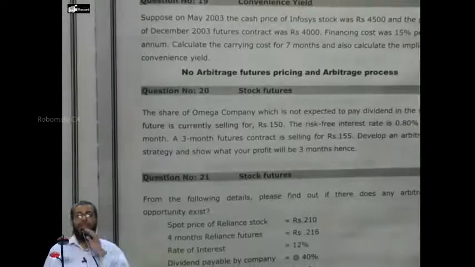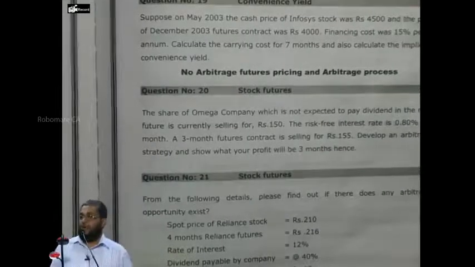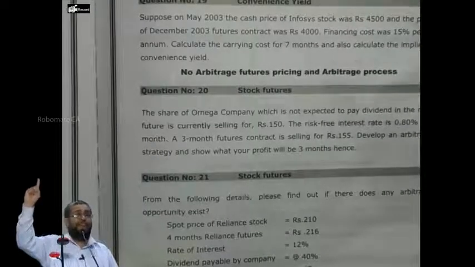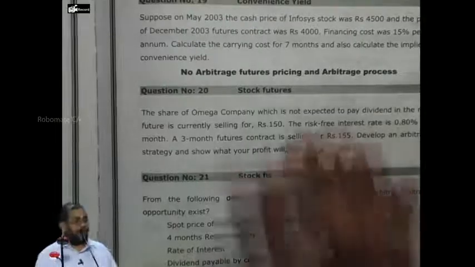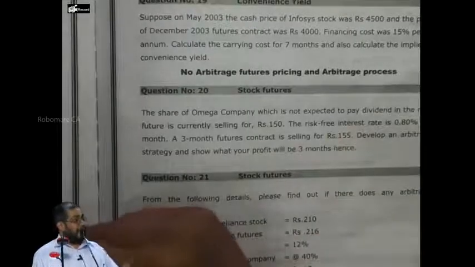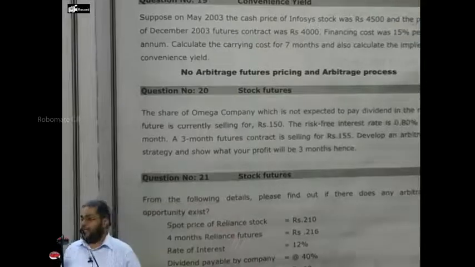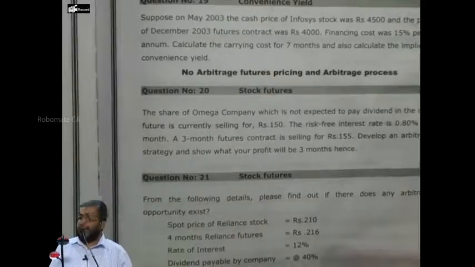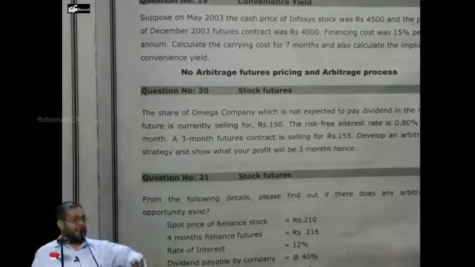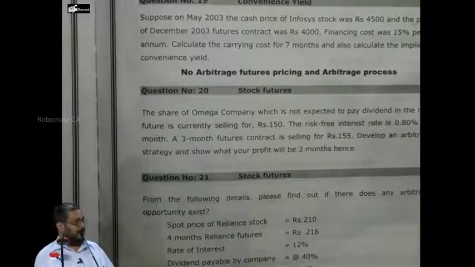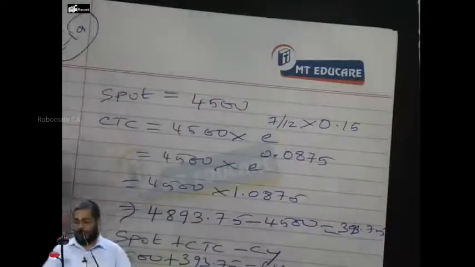Now, can I start doing the problem? First of all, the steps are as follows. We should first find the fair futures price. Then compare it with the actual futures price. Identify the arbitrage opportunity. Then through a strategy, find the profit to be earned. Can we start or not? We are going to do it together.